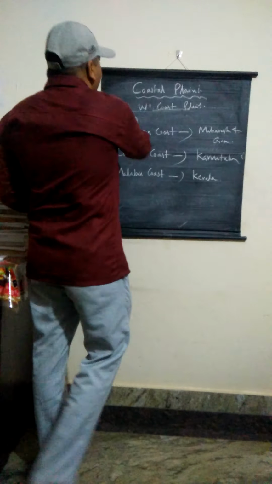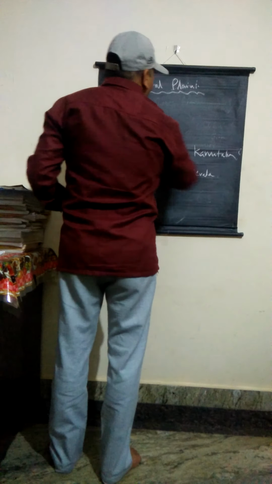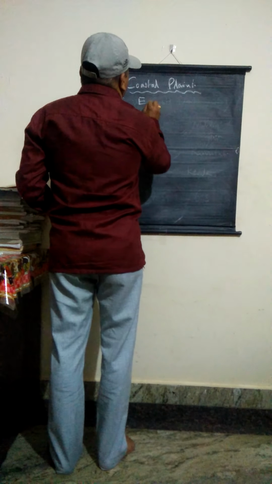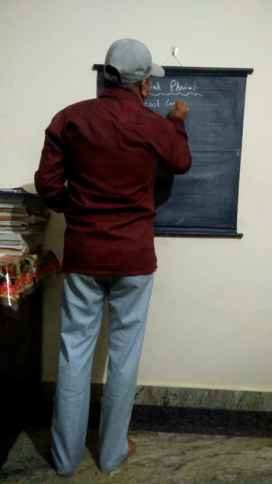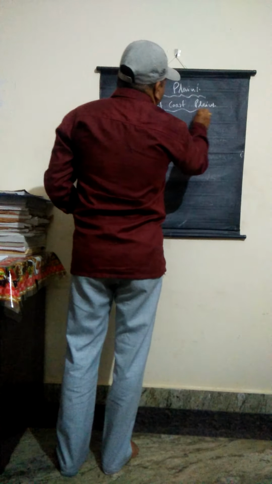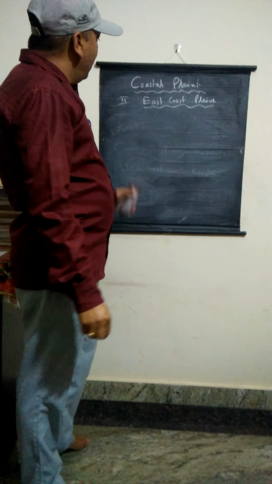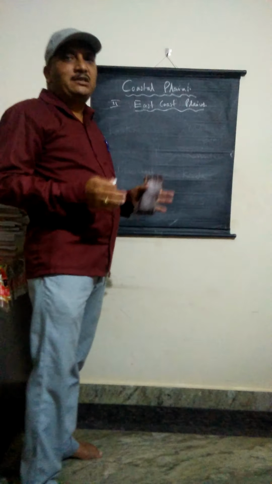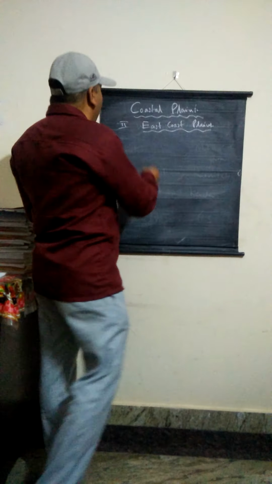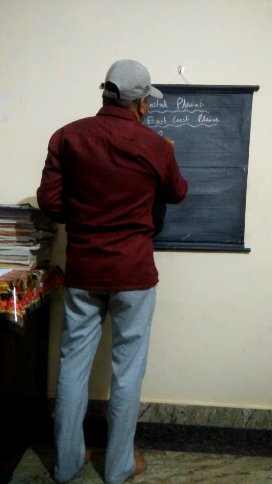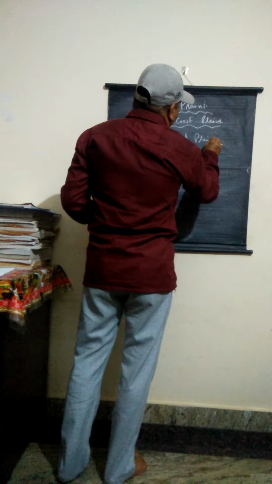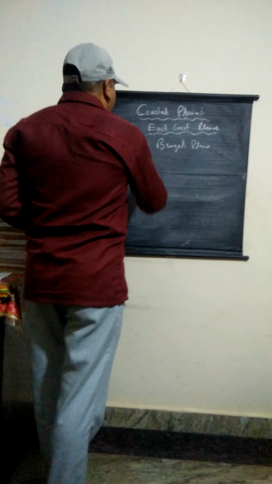So let us discuss east coast plains. The second one is east coast plains. East coast plains are in between the Eastern Ghats and Bay of Bengal. So these east coast plains are also called Bay of Bengal plains.